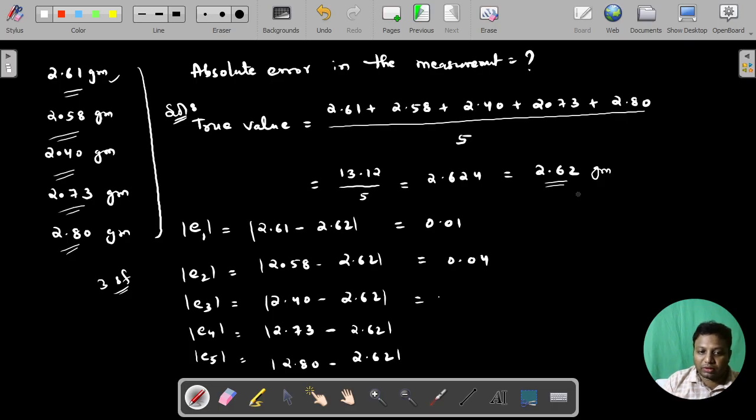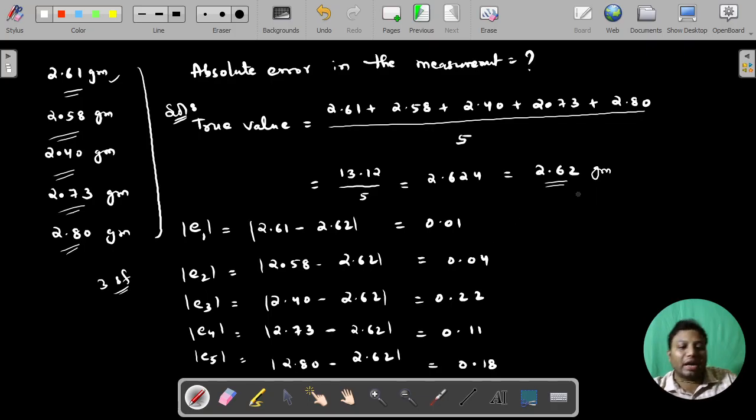0.04, 0.22, 0.11, and this is 0.18. Okay. So these are the errors in all the observations.